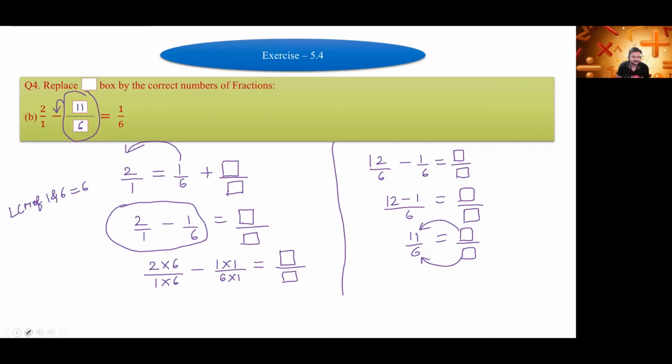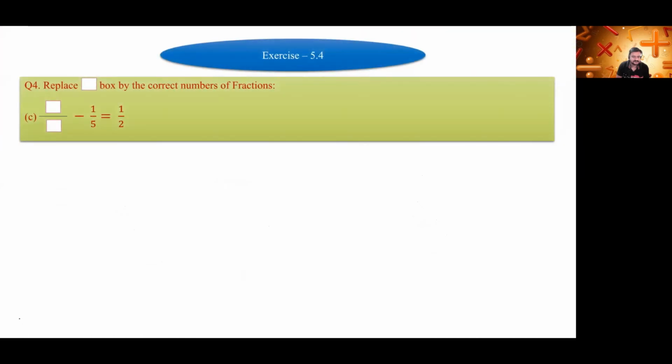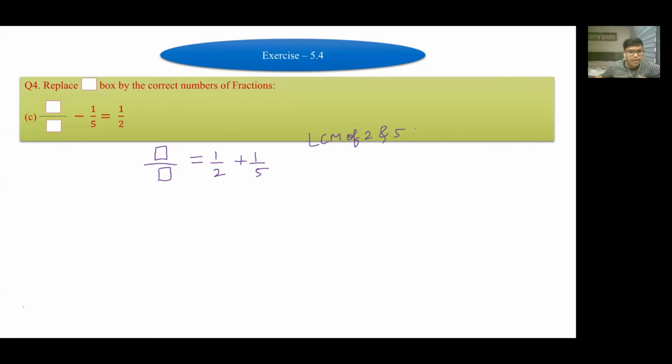Okay, next one. Who will do the next one? Yes, Gaurav. Yes, sir. Sir, we will keep box upon box on this side only and we will shift that minus 1/5 to the RHS. So this will become plus 1/5. That's it. Just solve this RHS part now. Sir, the LCM of 2 and 5 is 10.